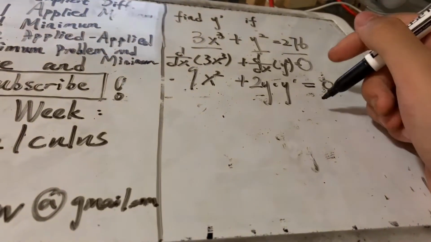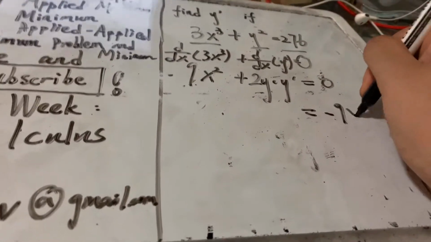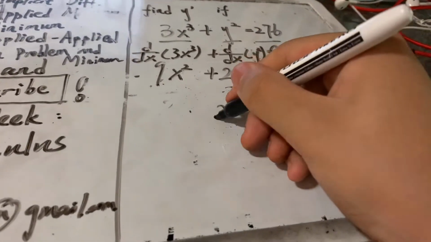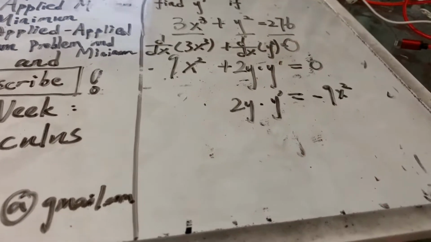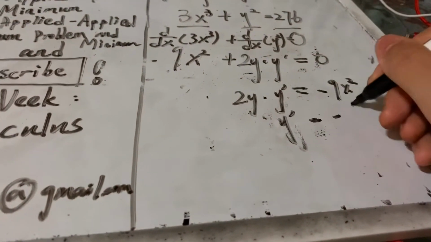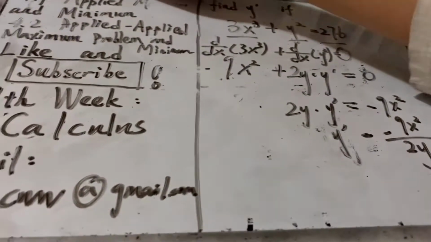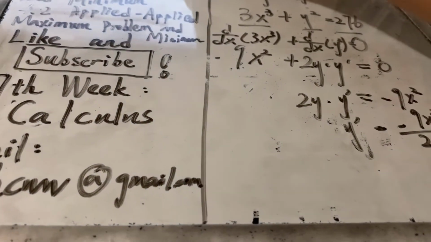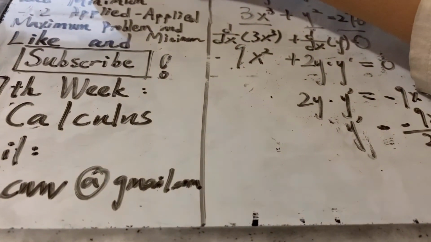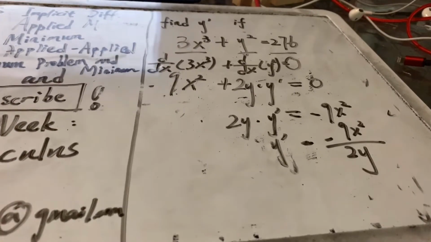Right? So we know that negative 9x squared equals 2y times y prime. And now you are able to solve for y prime easily, which is negative 9x squared divided by 2y. Now it is somewhat clear.